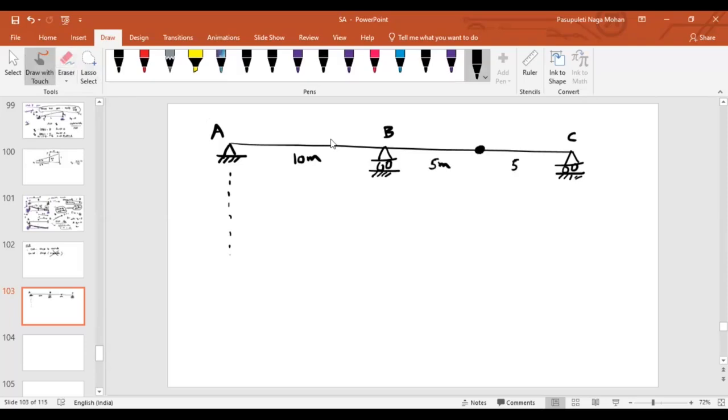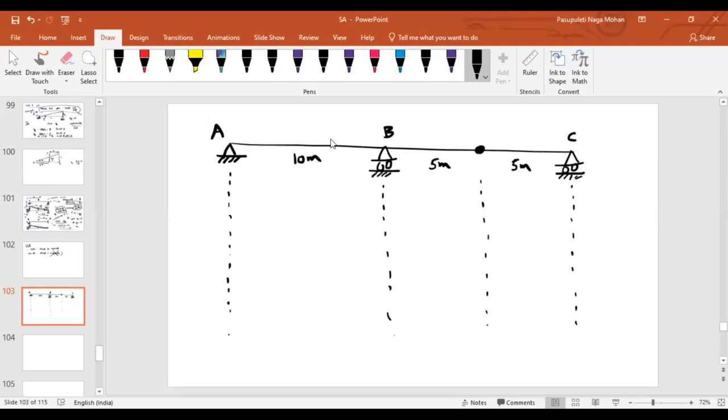Determinate, right? Determinate, sir. Yes, sir. Now, I want to draw influence line diagrams for the reaction at A, the reaction at B, and the reaction at C also.